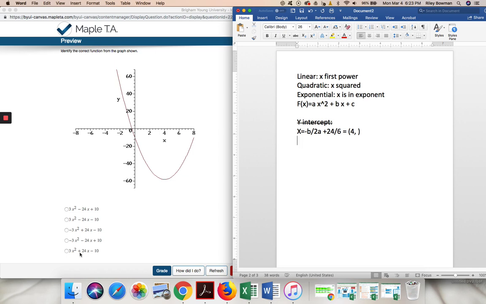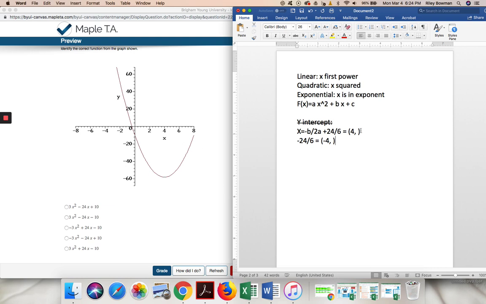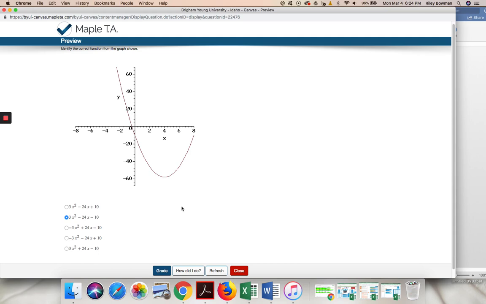the vertex here. So negative b gives me negative 24 divided by 2a. A here is still positive 3, so it's going to be divided by 6 as well, which gives me an x coordinate of negative 4. And so the x coordinate of negative 4 would have been over here with a vertex here, and a y-intercept of negative 10. So it would have been in this direction. Alright, so that tells me that this one right here is the correct function of this graph.